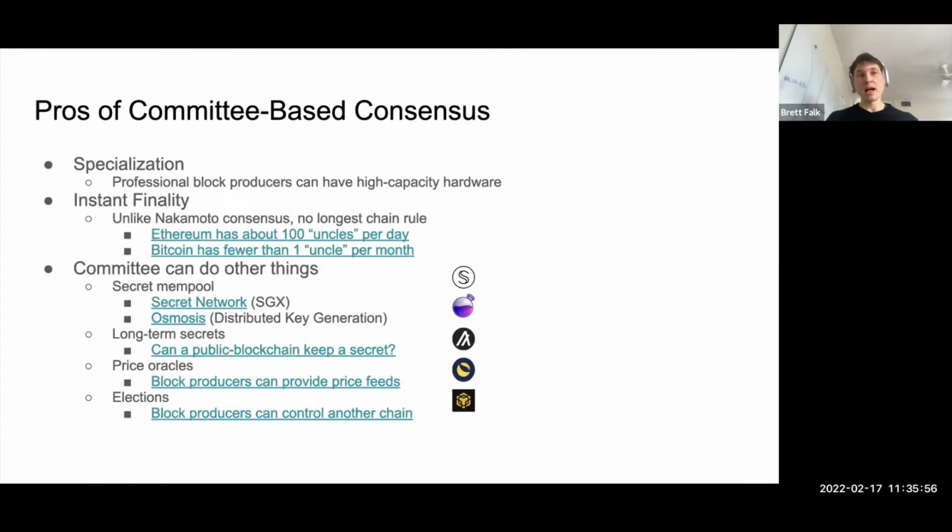There are a lot of potential benefits of committee-based consensus. Some of the arguments are that it allows specialization: if you elect a committee, it can be a committee with good hardware, high network throughput and low latency. And so you can speed up the blockchain a little bit because you have these professional producers. One of the big benefits, though, is that you can get instant finality.